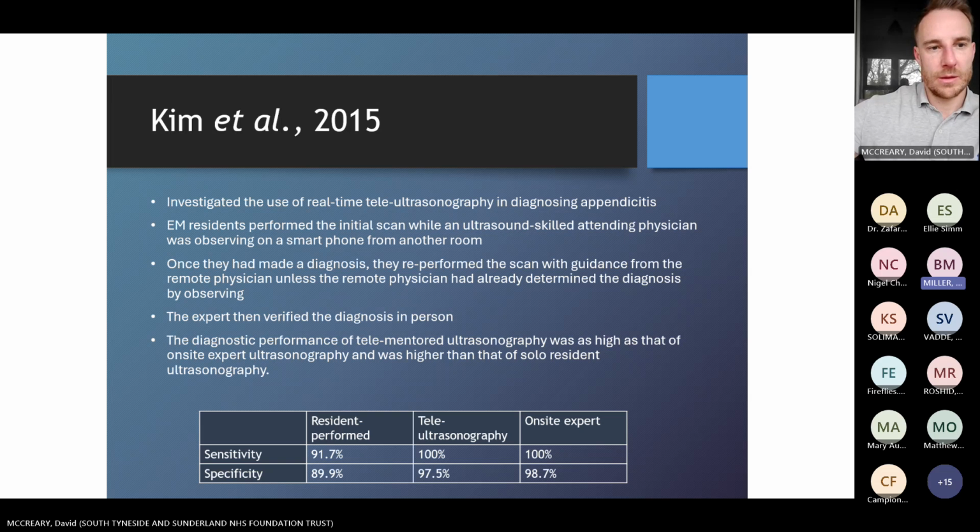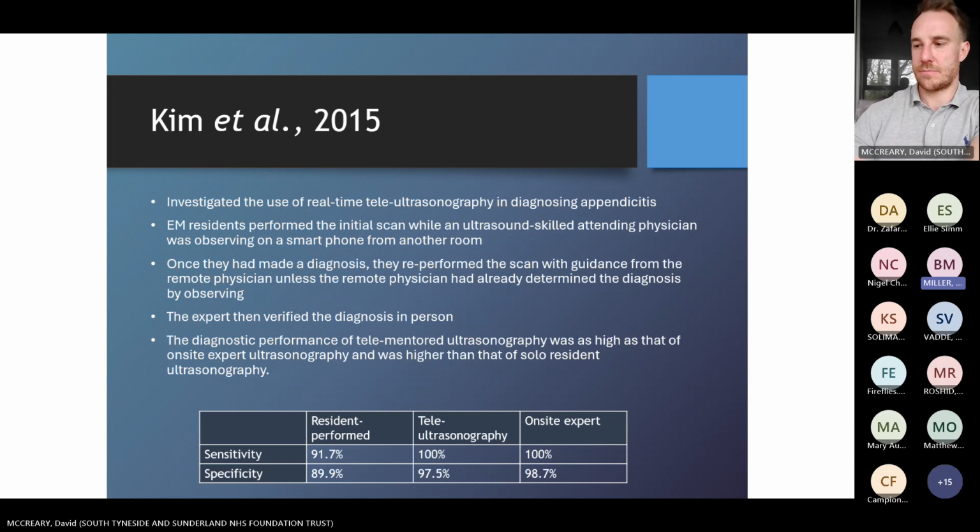So this one was the study that was done in Korea, and was a lot different to the other studies really. They looked at tele-ultrasonography in diagnosing appendicitis. So they had the EM residents perform an initial scan, and the scan was then transmitted to a more expert ultrasound skilled physician who was watching on a smartphone from another room.